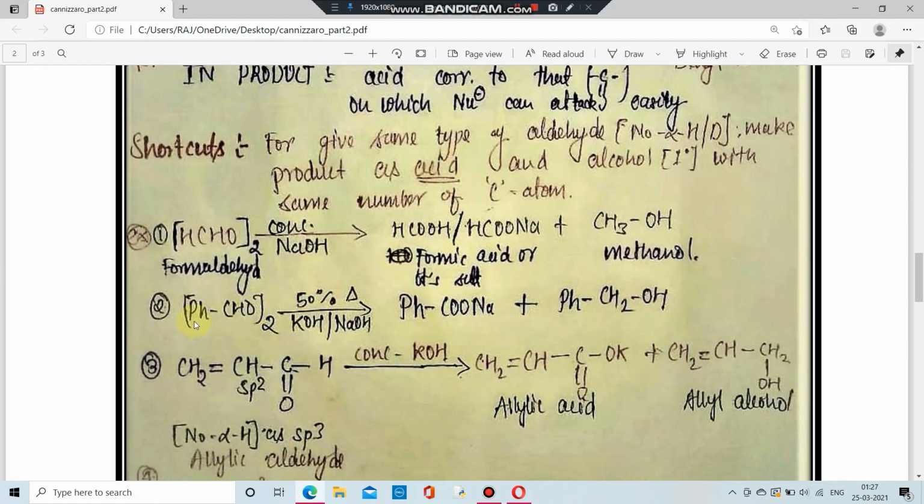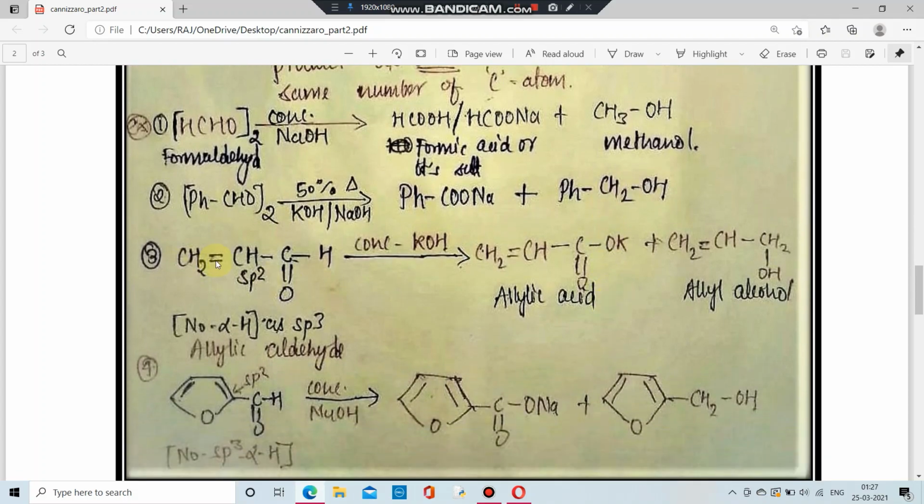Now we have taken another example, which is benzaldehyde. Look, this is a phenyl group. So in the products, the phenyl is going to be the same in the acid and in the alcohol. But what is going to change? This functional group, which is aldehyde, is going to change, one as an acid and another as a primary alcohol. So in the presence of 50% NaOH or KOH and heat, this aldehyde changes, one into an acid or its salt, and another into a primary alcohol. The degree of this carbon is 1, so it is a primary alcohol.